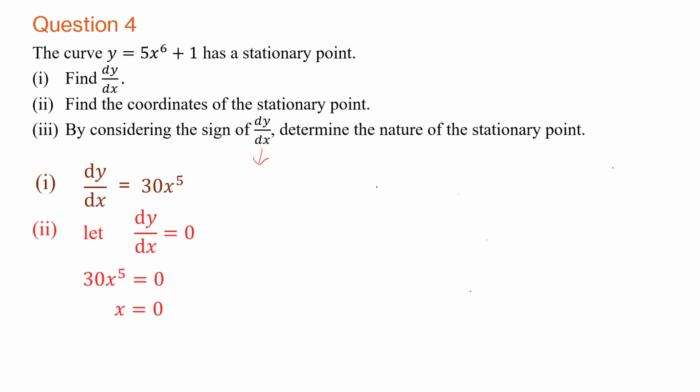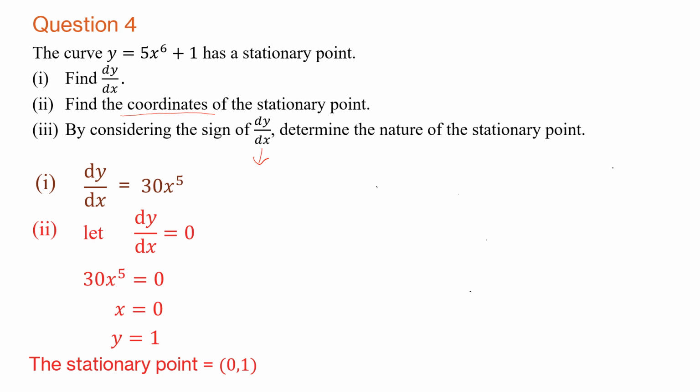But that's not the answer, because the question requires you to find the coordinates of the stationary point. So when you say find the coordinates of the stationary point, it also refers to the y coordinate, not just the x coordinate. So you need to substitute x equals 0 into your curve to get y equals 1. And again, that is not how you present your answer, because you were asked to find the coordinates of the stationary point, so you have to present it in point form. If you just put x equals 0, y equals 1, you're not going to get the final mark. So the correct presentation is: the stationary point is (0, 1). Bear in mind the presentation is important, answering the question asked.